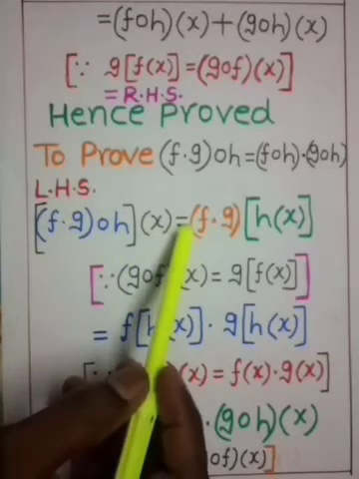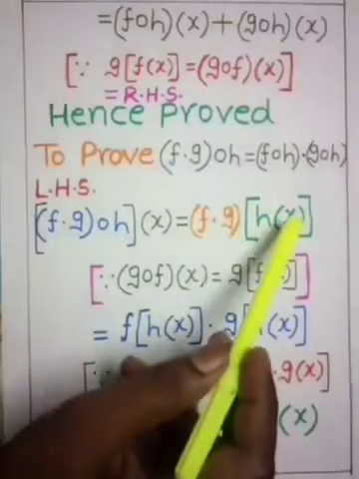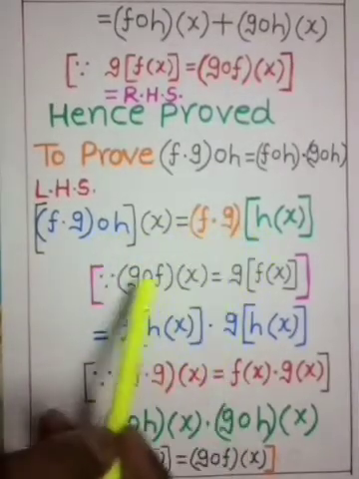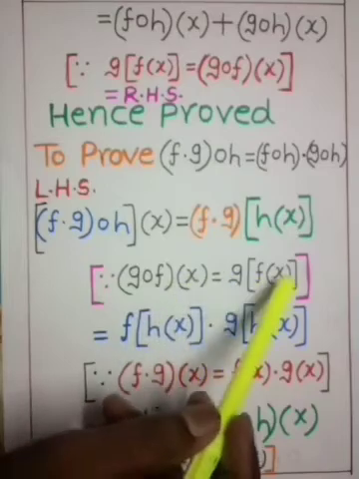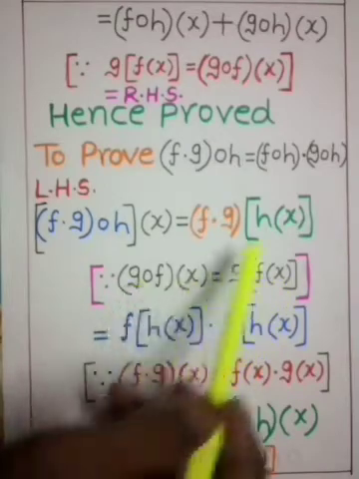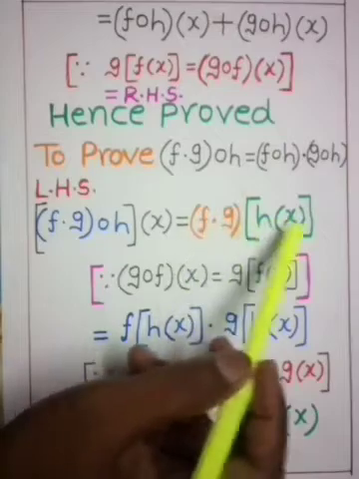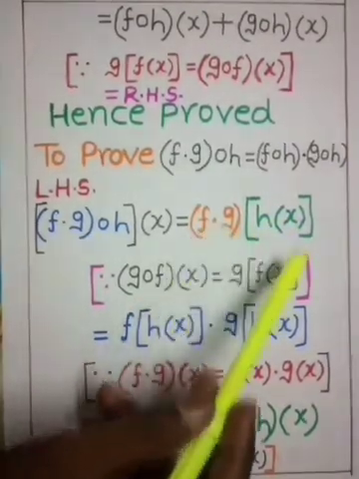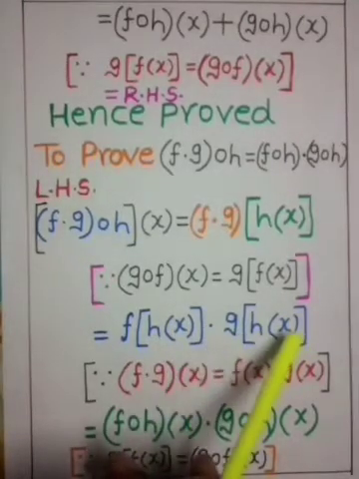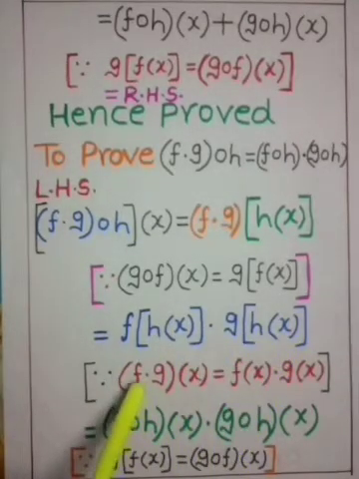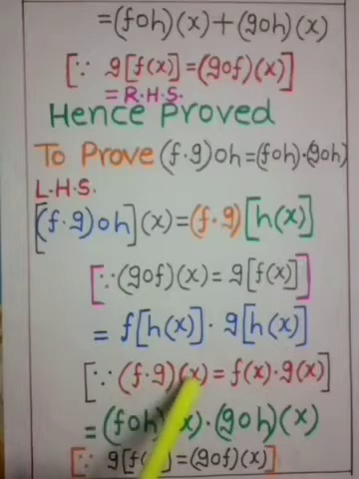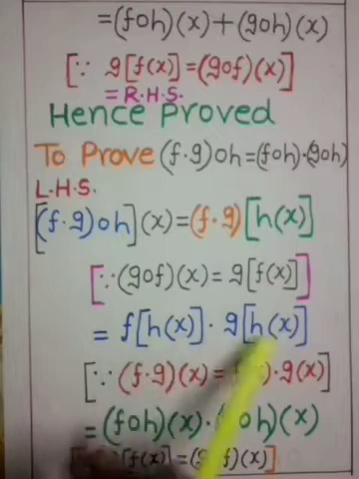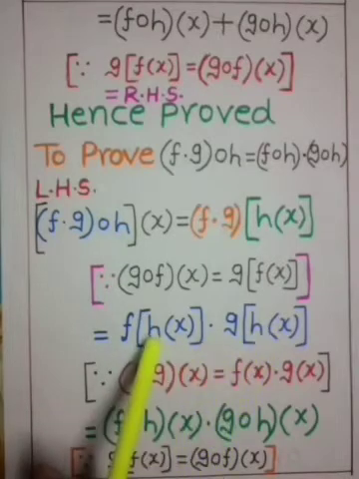So here (f·g)∘h(x) equals (f·g)(h(x)), by using the composition of two functions definition, because (g∘f)(x) is equal to g(f(x)). By using the definition, I wrote this step. Understood, my dear children? That is equal to f(h(x))·g(h(x)), because the product of two functions (f·g)(x) is equal to f(x)·g(x). By using this result, I wrote this step. Understood, my dear children? Right.